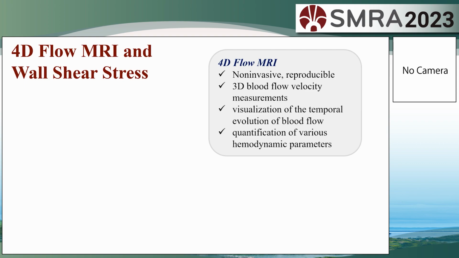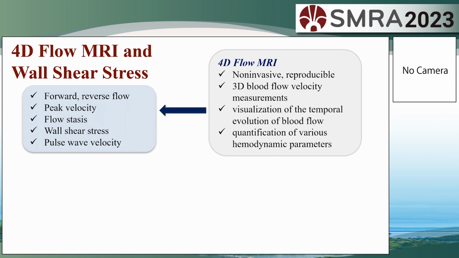We know that 4D flow MRI is a non-invasive MRI technique which allows us to measure 3D blood flow velocity and visualize the temporal evolution of the blood flow. We can also quantify several hemodynamic parameters, including forward flow, reverse flow, peak velocity, and flow stasis.